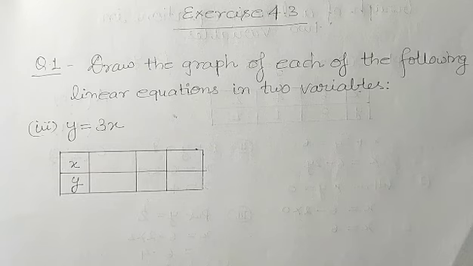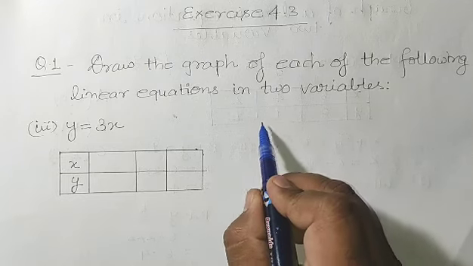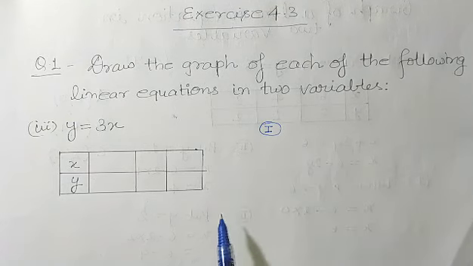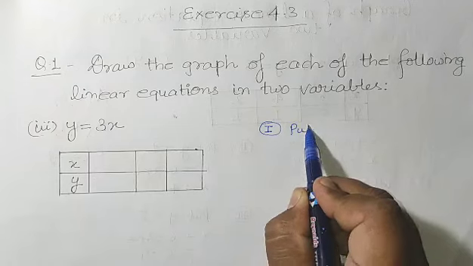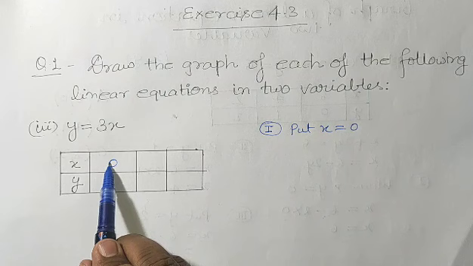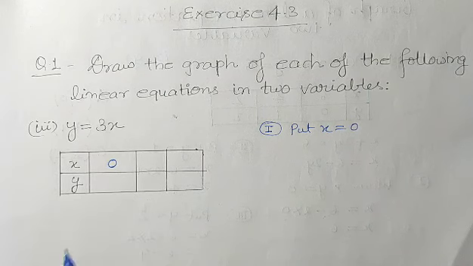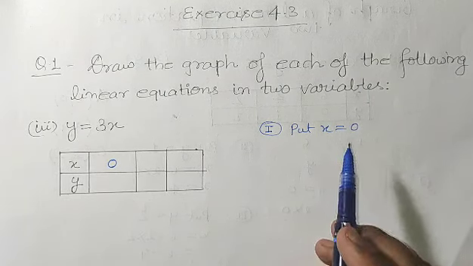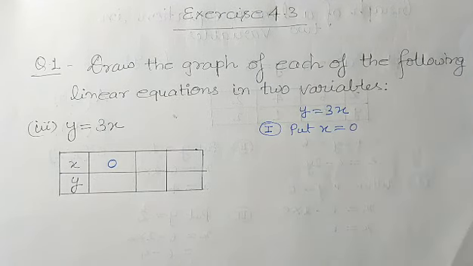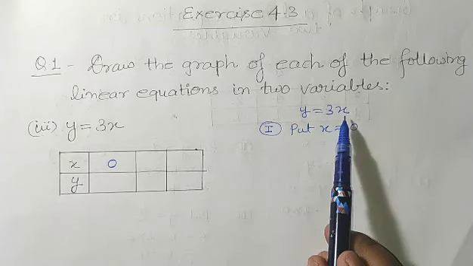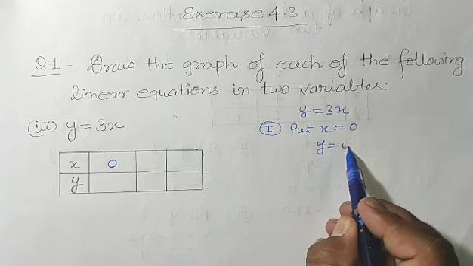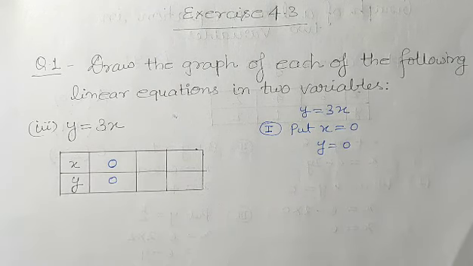The equation is y is equal to 3x. So, students, for the first solution put x is equal to 0. When x is equal to 0, y will be what? The equation is y is equal to 3x. So when x is equal to 0, y will be 3 into 0, y is also 0. So when x is equal to 0, y is 0.